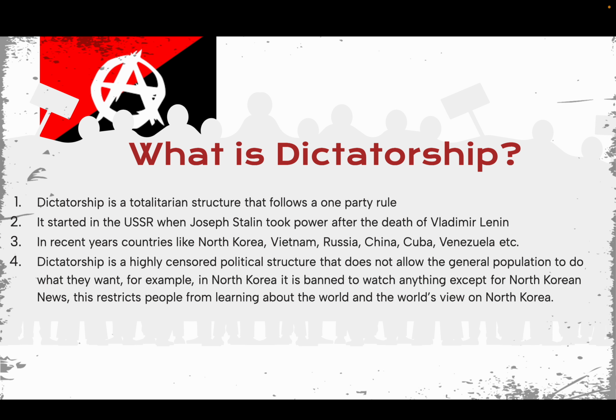For example, in North Korea, it is banned to watch anything except for North Korean news. This restricts people from learning about the world and the world's views on North Korea's actions, about North Korea's political structures, about North Korea's ideologies, about the things that North Korea does.